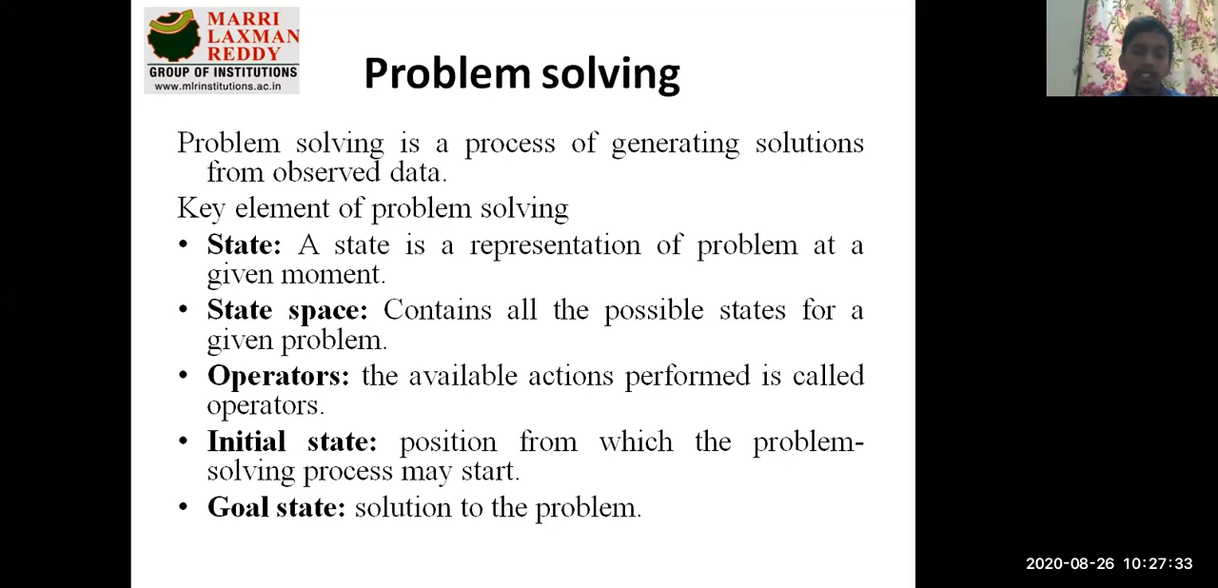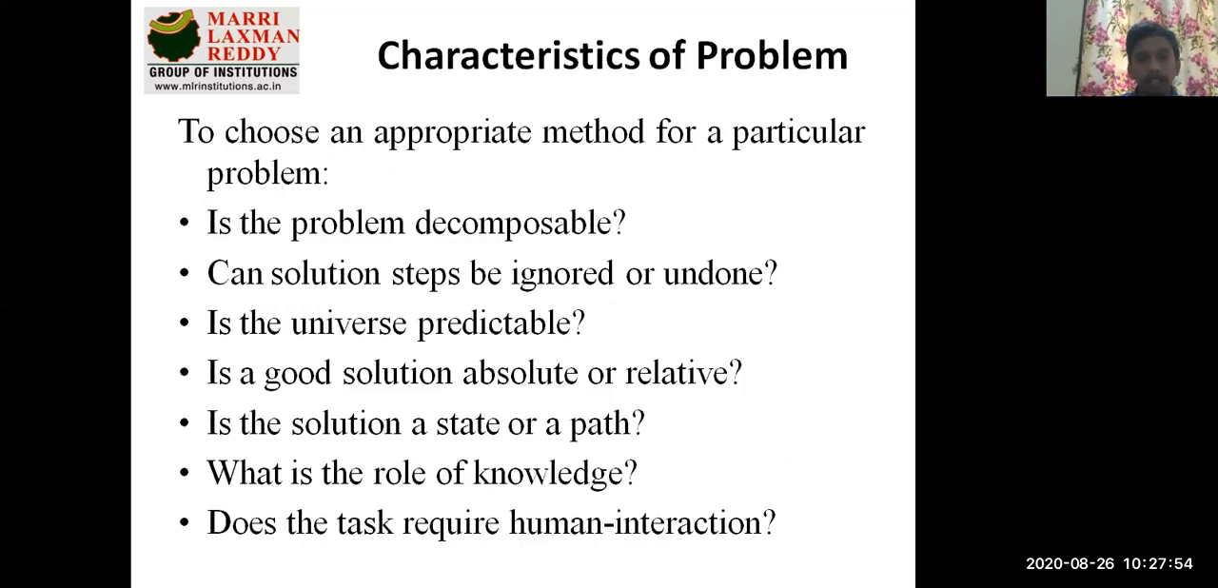What are the possible actions we can do? That is one perspective. And we'll be having the initial state and also a final state or a goal state, where you'll be having some solution to your problem. So whenever we are talking about problem solving with respect to theoretical answer examinations, you need to write in this perspective.